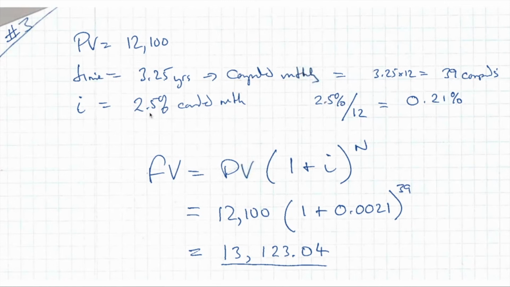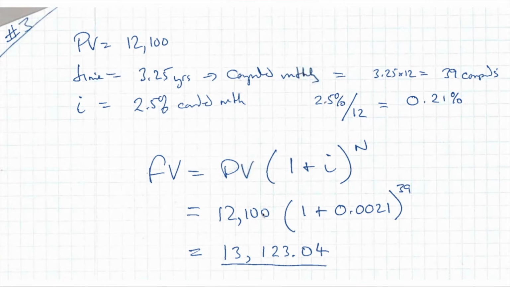The interest rate is 2.5% compounded monthly. So we've got to take 2.5% divided by 12, and this gives us 0.21% per month. Now we need to change that to a decimal in order to plug it into the formula. So don't forget to do that. Here's the formula. The present value is 12,100, times 1 plus the I, which is 0.21%, which is 0.0021 in decimal format, to the power of 39. So the first thing we do is calculate this part right here. That's 1.0021 to the power of 39.